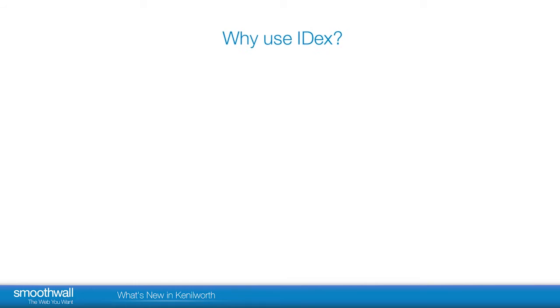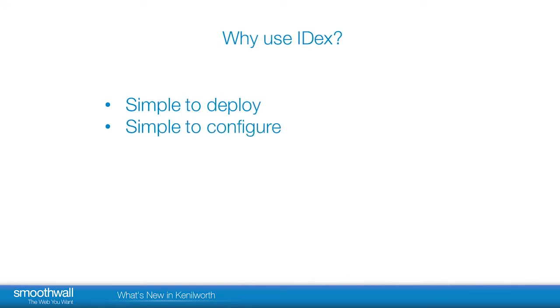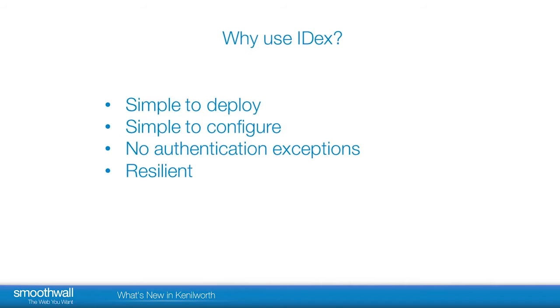Why use Idex? Idex identity indexing offers an alternative to authentication, which is simple to deploy via group policy, simple to configure with no reliance on Smoothwall being joined to Active Directory, able to attribute all web traffic to logged-in users so there's no authentication exceptions, resilient to external problems on the network, such as the loss of a server or network link to the Active Directory domain, transparent to the end user. There's no login prompts or messages displayed to the user. Idex is a background service, so no more user authentication calls to your help desk.